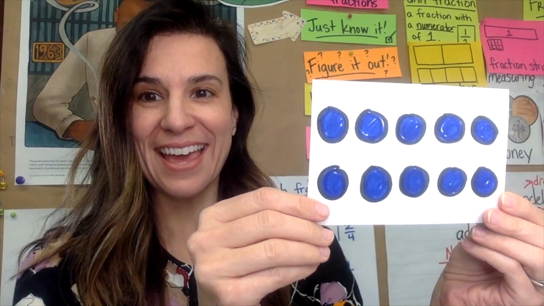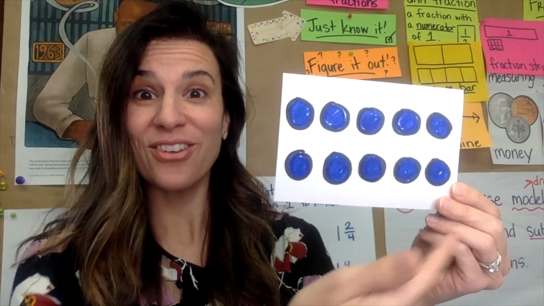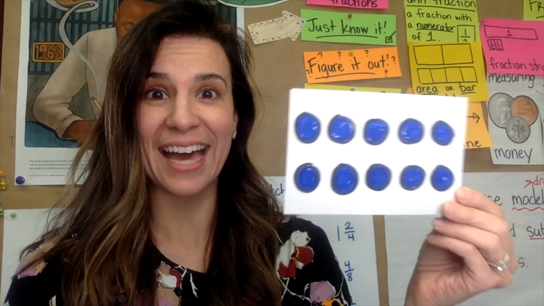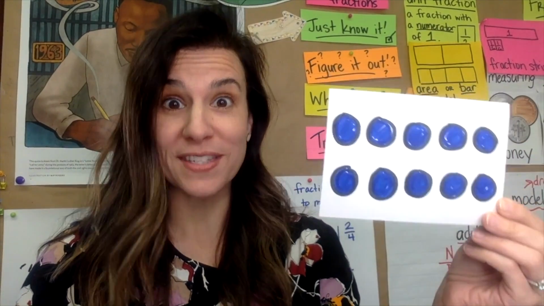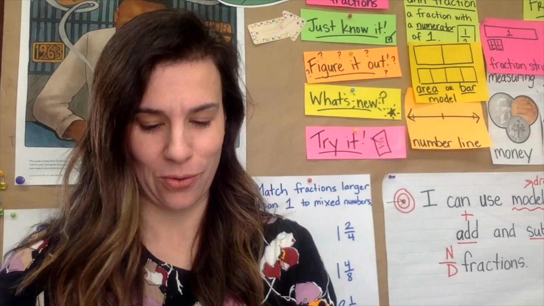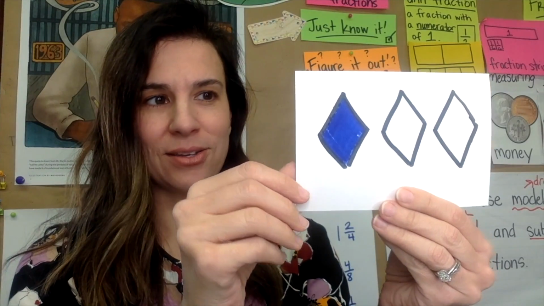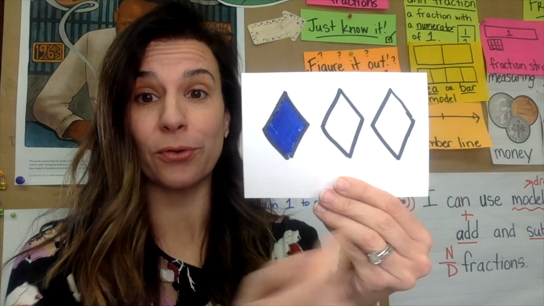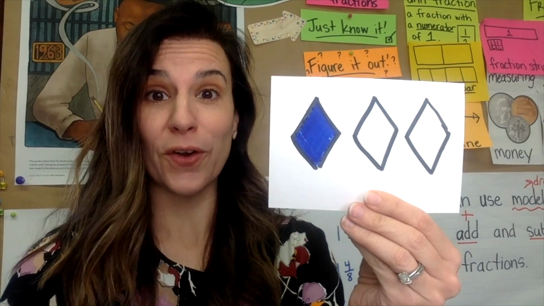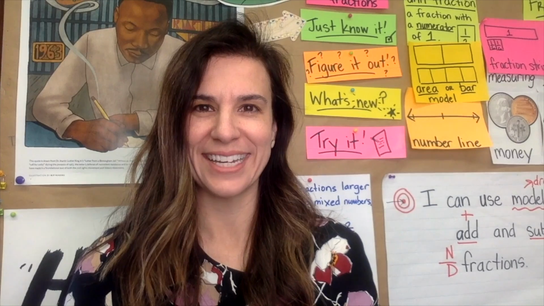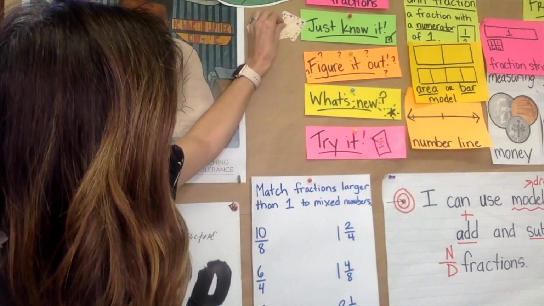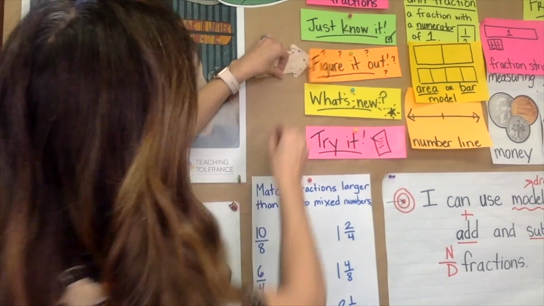Oh, how many in the set? 5, 10, and they're all shaded blue. So 10 out of 10, or all of them, we could say that's like the whole set, one whole set shaded blue. And last one, 1 out of 3 is shaded blue. So 1/3 of this set is blue. Great job with Just Know It. Let's move on to Figure It Out.